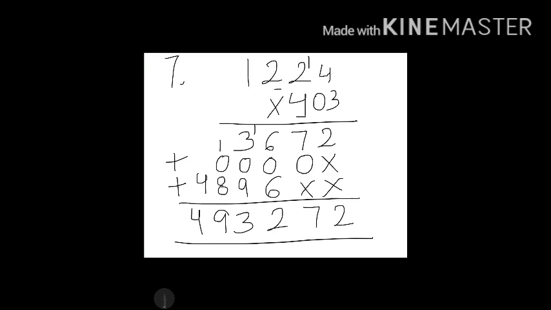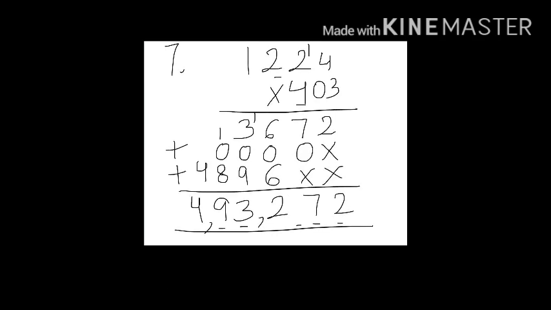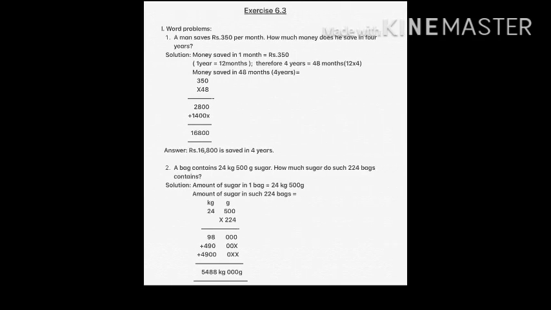Now according to the Indian number system, you can put the commas beginning from the right side, 1 2 3, and then you can put a comma here. Then the 1000 place has 2 digits only, so 1 2 and put a comma here. Now you can easily read the number. The answer is 4,93,272. So this is your second working which I have showed you.